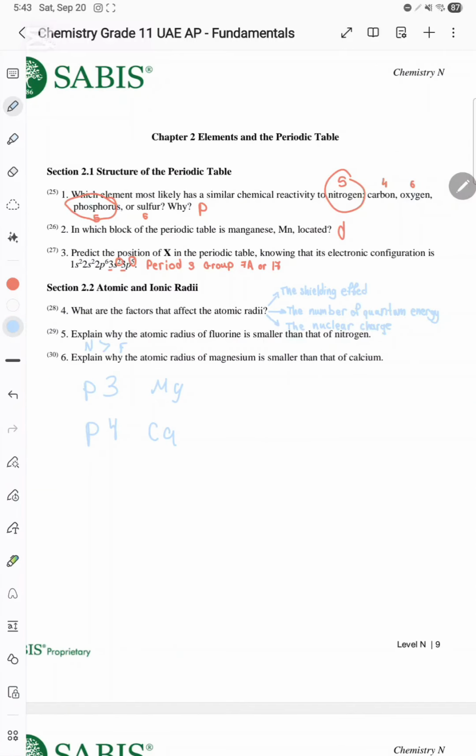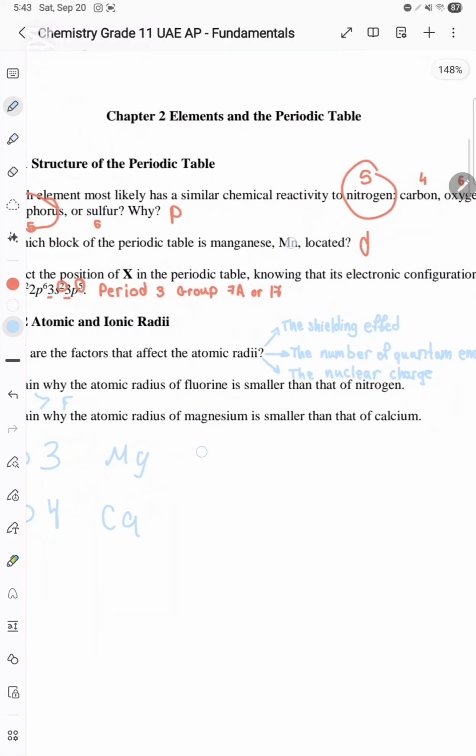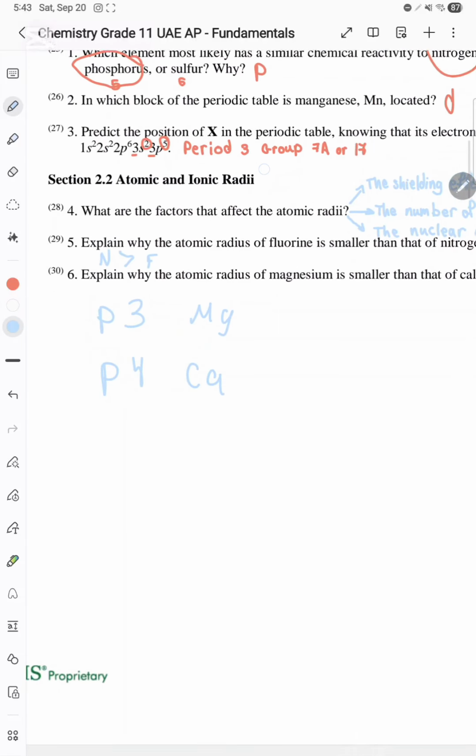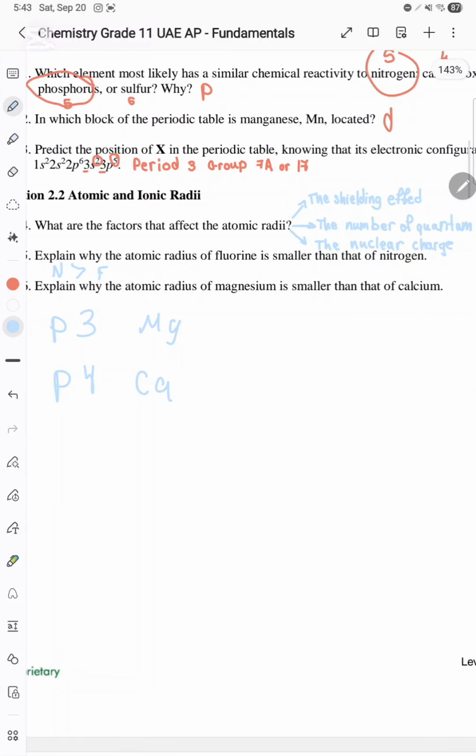And also to add, calcium also has a higher nuclear charge. But the shielding effect and the number of quantum energy levels are more important. So the shielding effect of calcium is greater than that of magnesium because it has more energy levels. And since it has more energy levels, there's more shielding from the nucleus. So the nucleus can attract the valence electrons less. That makes the size bigger for calcium, and magnesium smaller.